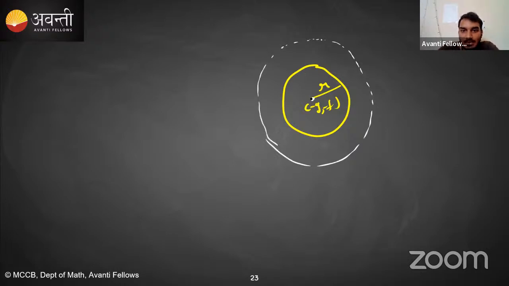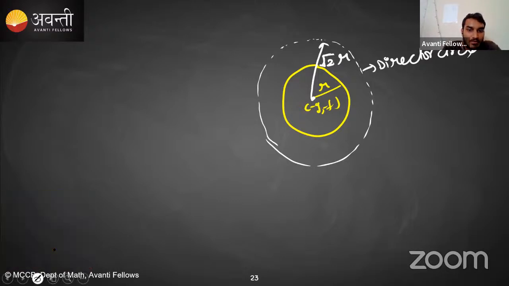Okay, this is the director circle. Its radius is root 2 r, and the center is (0,0). So this is the director circle. What is special about this circle? From any point on the director circle, when you draw the tangents, the tangents will always make 90 degrees.